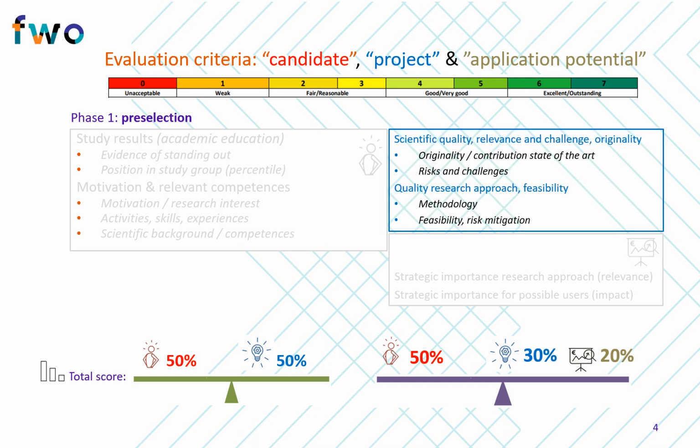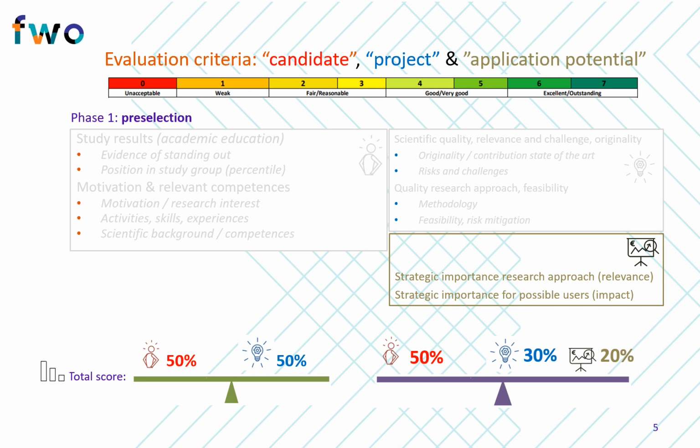For the evaluation of the project proposal, you will be asked to assess two sub-criteria: the extent to which the project will contribute to the state of the art on the one hand, and the quality of the research approach and feasibility on the other. For both of these sub-criteria, you should describe the strengths and weaknesses, and if possible, make suggestions for how this may be improved.